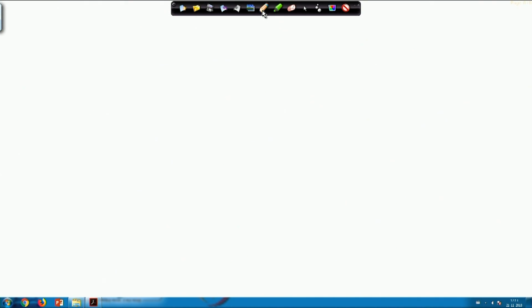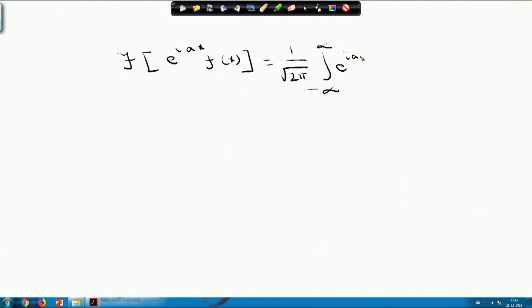Let us see the proof again. For these things, it is always better if you start with the left hand side, that is Fourier transform of e power i a x into f x. This is equal to 1 by root 2 pi integral from minus infinity to infinity e power i a x f x.